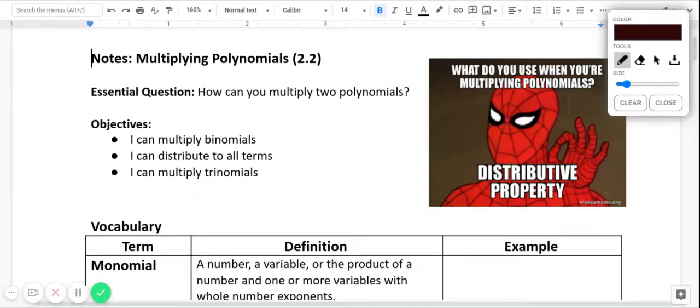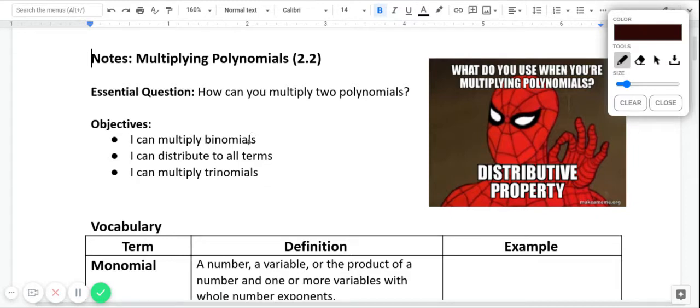And remember that this is really just to practice pattern recognition and number sense, especially with this and with factoring. So these are important skills for you. And let's get started. So we're going to talk about how we can multiply two polynomials. And we've got some objectives. I can multiply binomials, I can distribute to all terms, and then I can multiply trinomials.